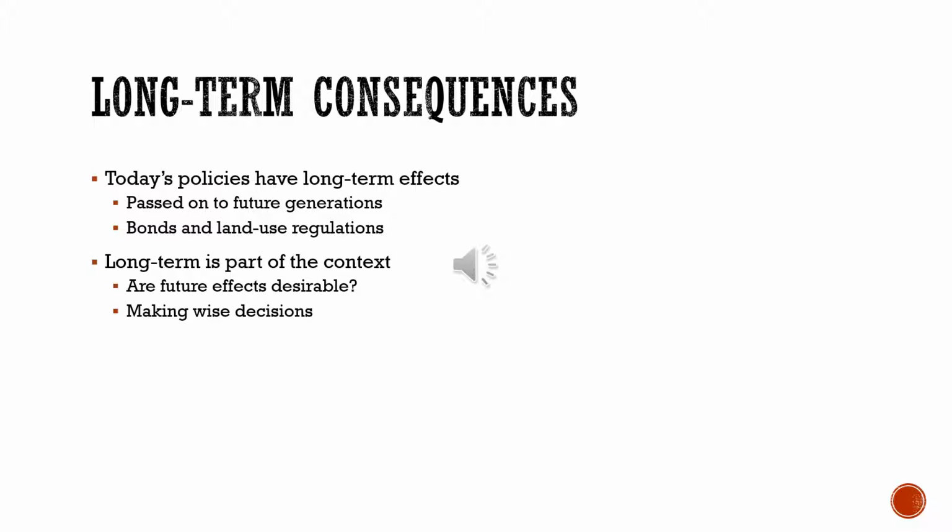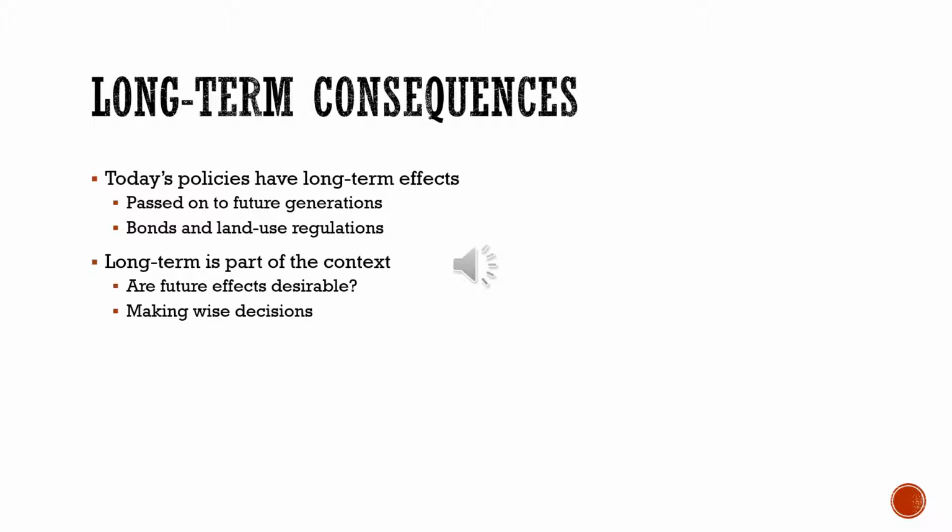Another aspect of the full context are the long-term consequences of the policy we are discussing. Today's policies do have long-term effects. If we pass a restriction or a law today, that's going to be passed on to future generations. And the repercussions and consequences may or may not be desirable. So we need to be able to look down the road, to look to the future and identify what those consequences might be if we're going to make a good decision. Simply because a regulation or an ordinance addresses a problem today doesn't mean that it won't cause additional problems in the future or have other undesirable effects.